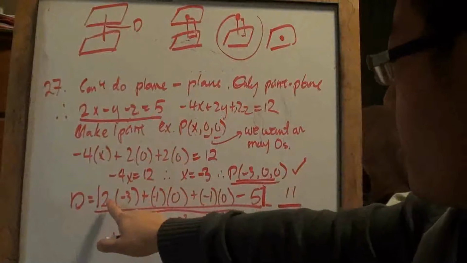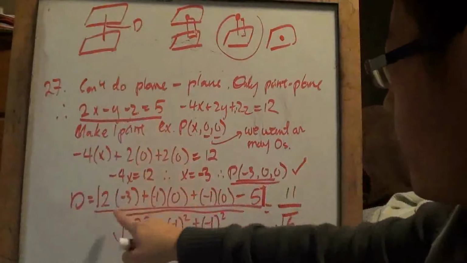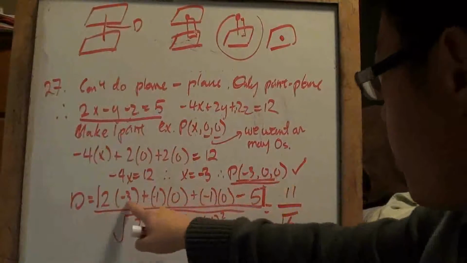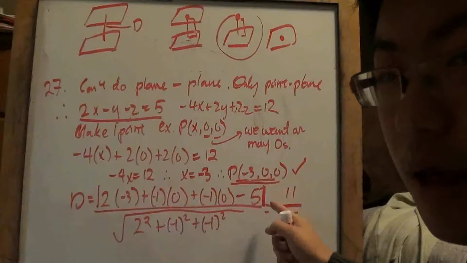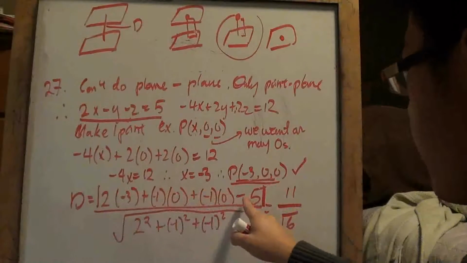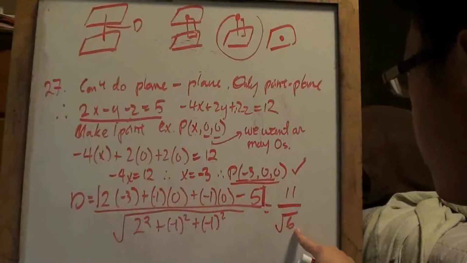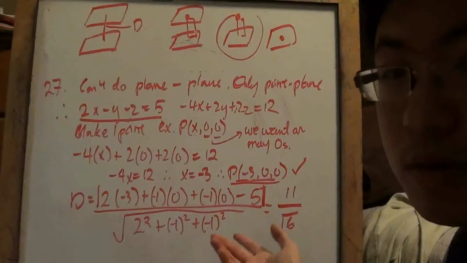What we've been doing. So 2, negative 1, negative 1, 2, negative 1, negative 1, 3, negative 3, 0, 0. So that will give you negative 11. The whole thing is negative 11, but it's absolute value, so it's going to be 11. The bottom will give you square root of 6. That's your answer. Done.